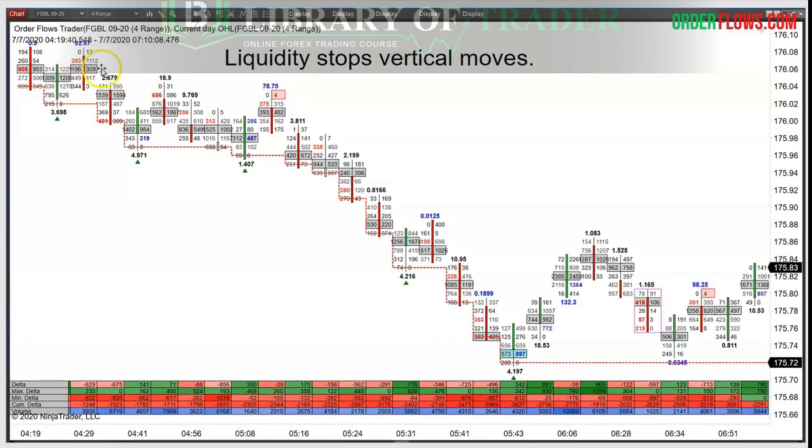Here, the market is just pounding lower. Where does it stop? It stops where you've got the resting liquidity, in the point of control. Some people say, hey, can I use Bookmap for this? Yeah, you can. Honestly, I don't think you need it.